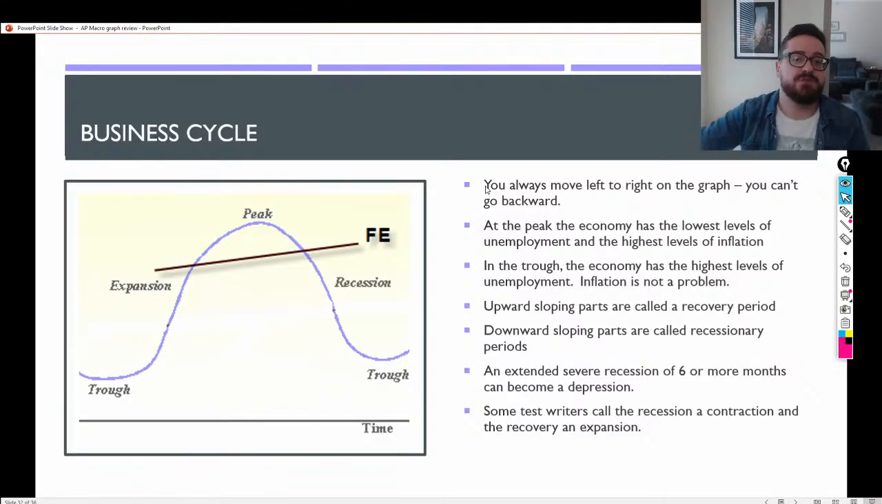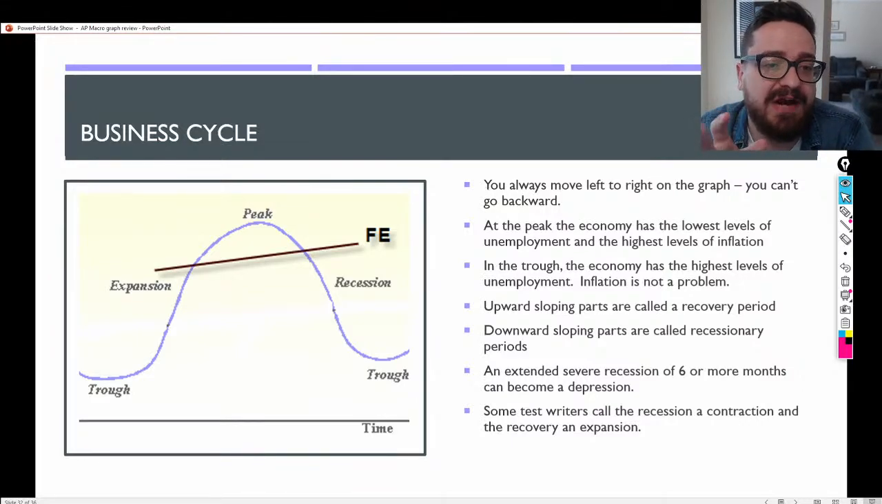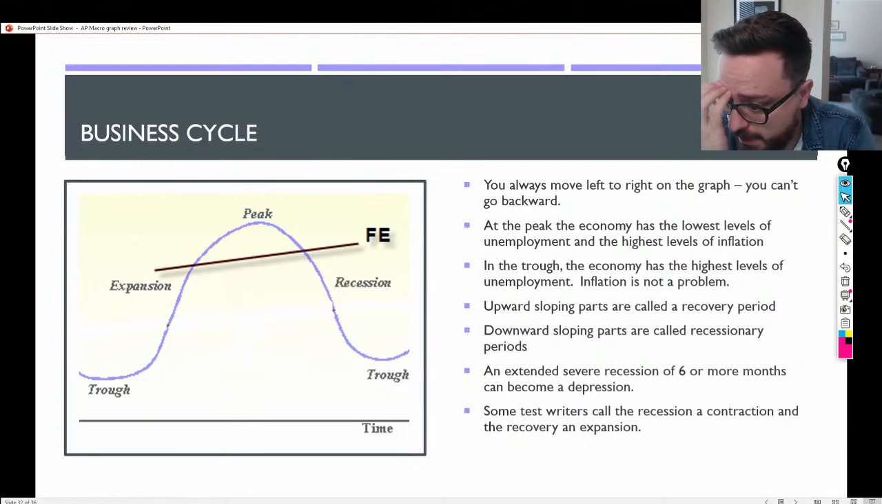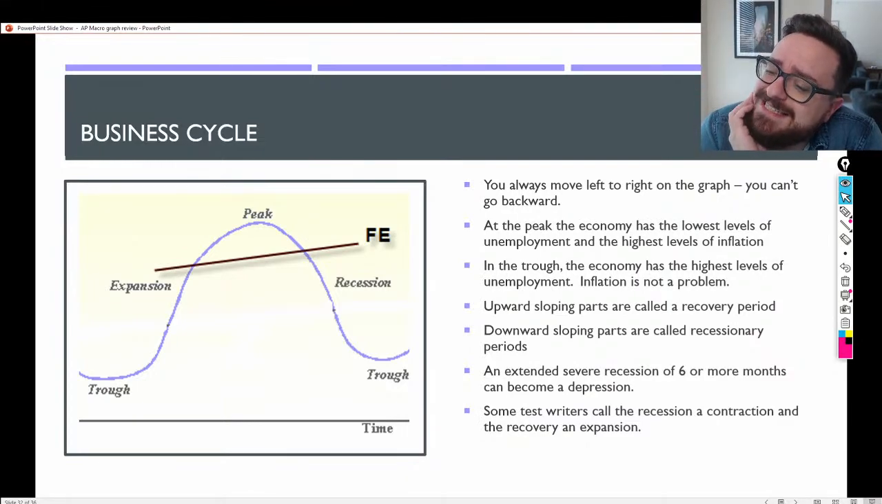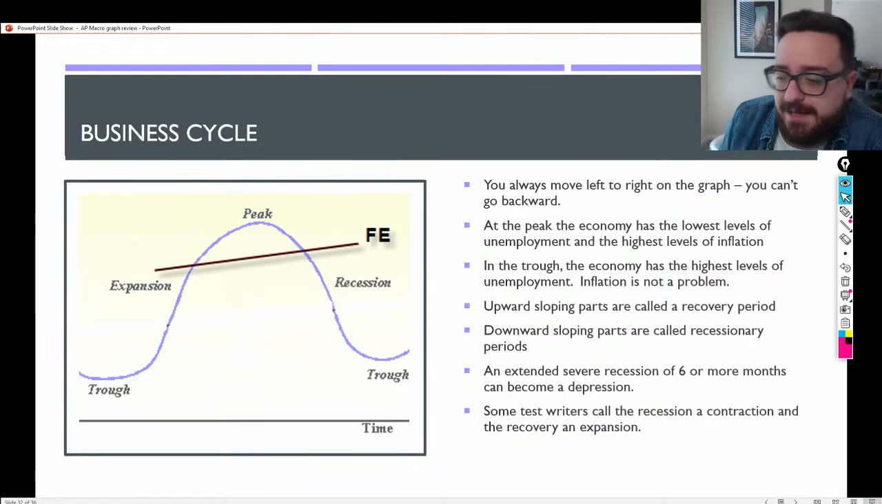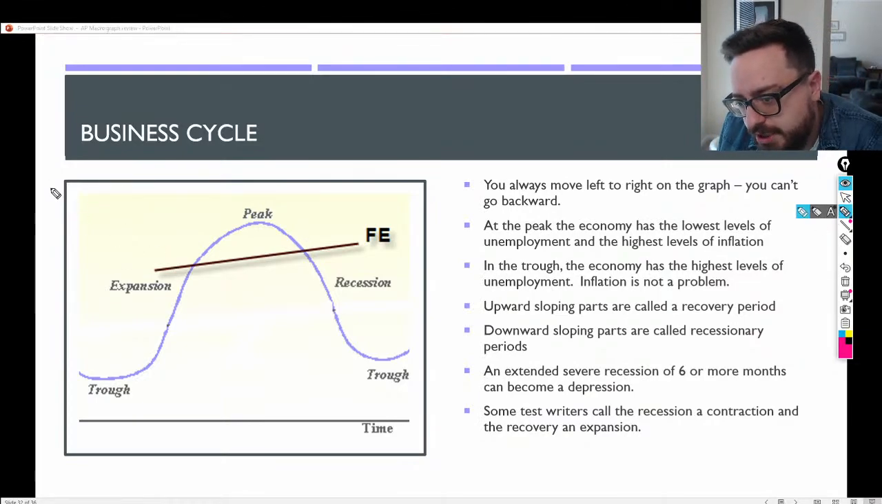This is fast. We can do these relatively quickly because you don't have to draw these. But the random models and other graphs you don't have to draw, you have to know for the AP exam. There's a handful, like 3. Really only 2, but 3. So the business cycle is our economy over time. The y-axis here is real GDP.